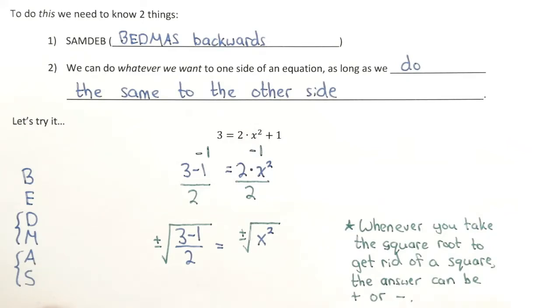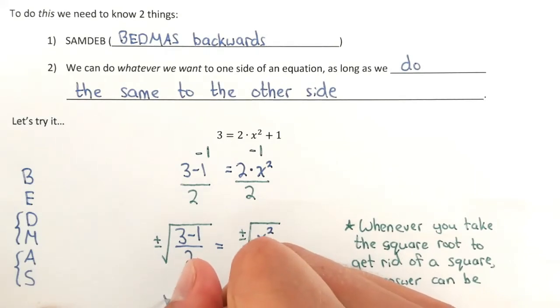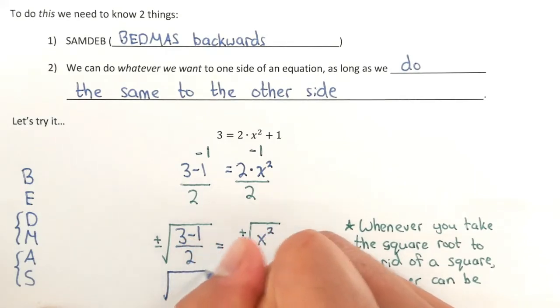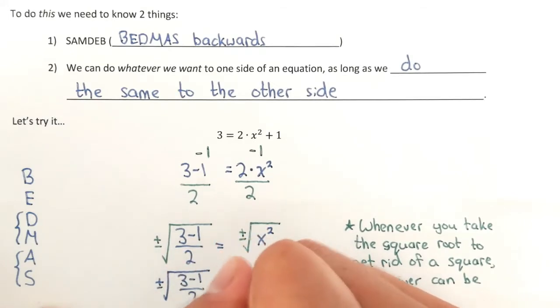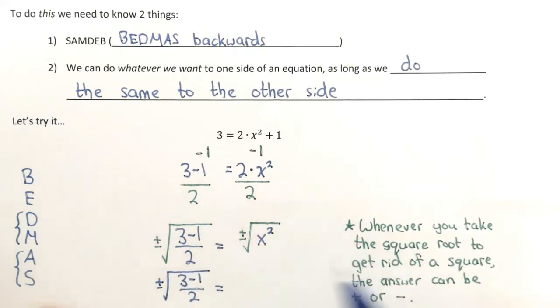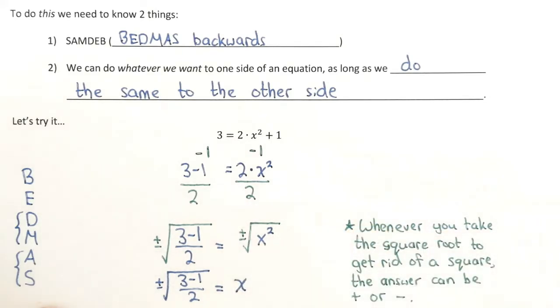Okay, so I think I'm pretty much done here. On this side of the equation, I am going to be left with the square root, plus or minus, of 3 minus 1 over 2 equals, and again, the whole point of doing the square root on this side was we knew it would cancel out with that squared over there, so I just have x over here.